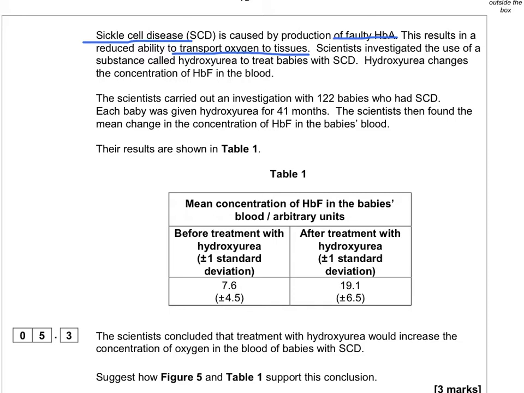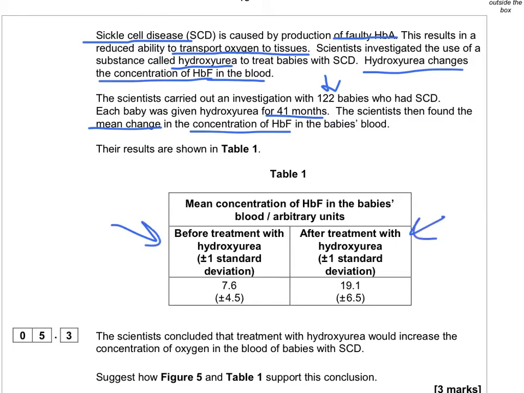So scientists investigated the use of a substance called hydroxyurea to treat babies. Hydroxyurea changes the concentration of HbF in the blood. So how does it change it? Well, we're going to have a look. They carried out the investigation on 122 babies. Each baby was given hydroxyurea for 41 months. Then they found the mean change in the concentration of HbF, because that's what it changes. So you can see before treatment and after treatment, and they looked at plus and minus 1 standard deviation.